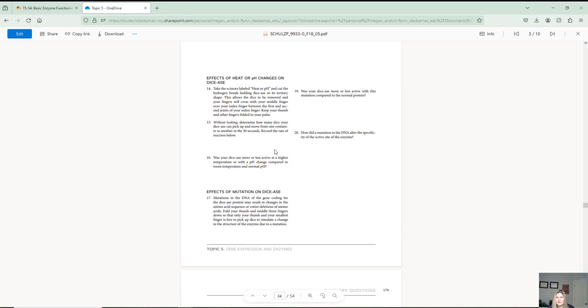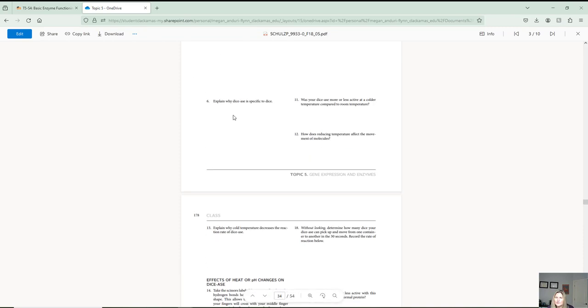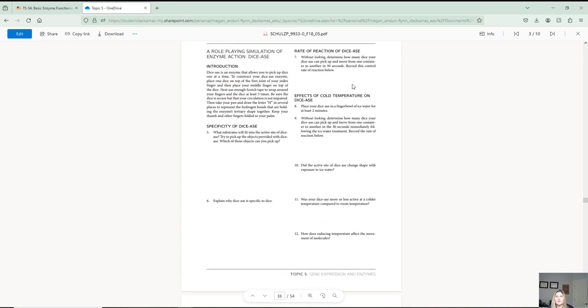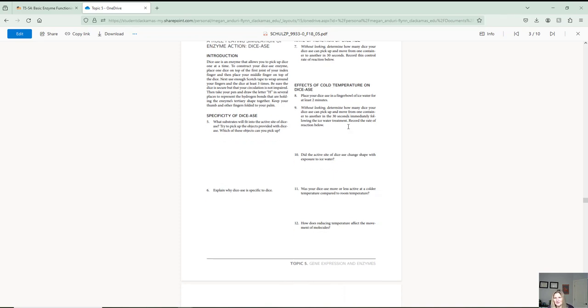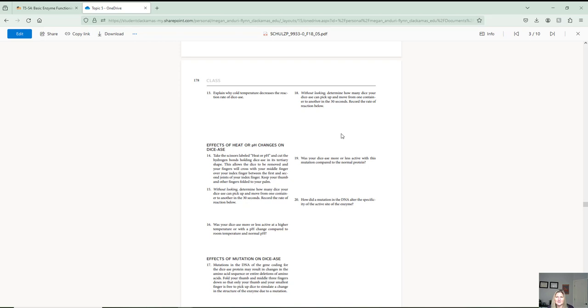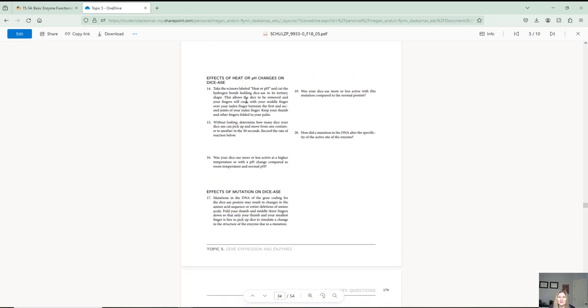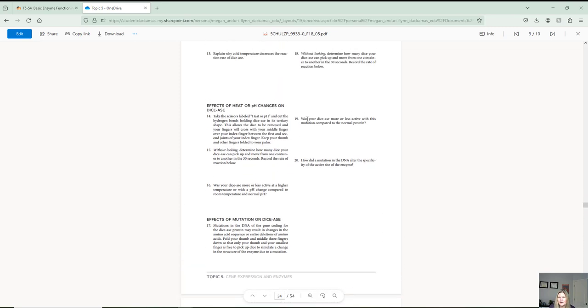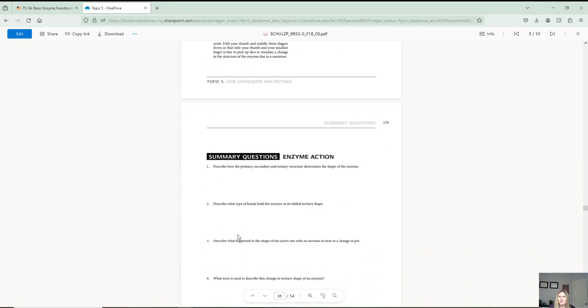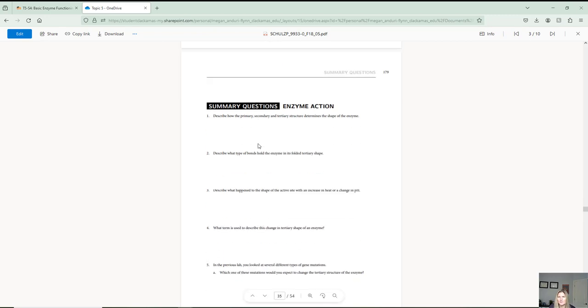And then here you can do the effects of, so this is specificity. We also have cold temperature, so you can put your fingers in ice water for a couple minutes, and then do the activity and see what happens. And then there's something where you will cross your fingers to see what would happen, as demonstrating the effects of heat or pH. And then we also have the mutation, so folding your thumb and 3 middle fingers together. Okay, how does that affect picking things up?